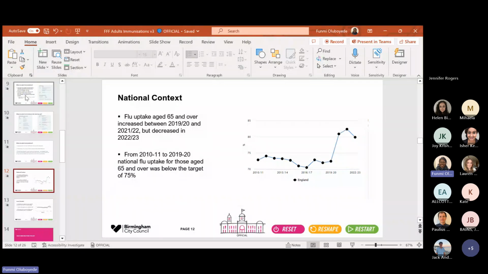And there is a phenomenon that's been highlighted by the WHO called vaccination fatigue, and they have linked this directly to the COVID vaccination. So from 2010-11 to 2019-20, the national flu uptake for those aged 65 and over was below the target of 75%, which is the target that NHS England gave us. We always want to aim for 95% because of that herd immunity, but it was lower even than 75, unfortunately.